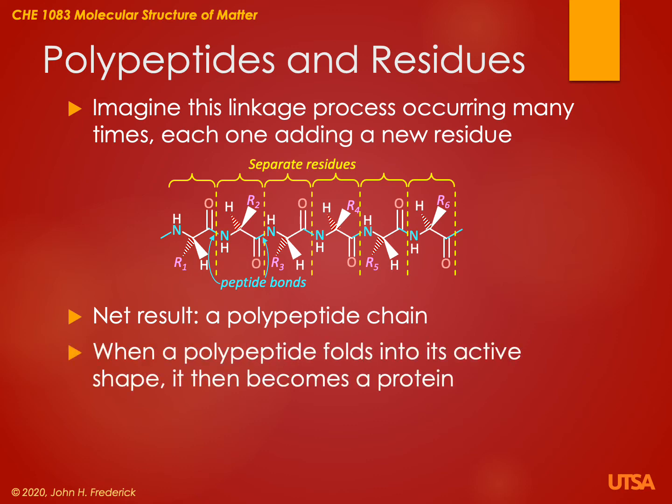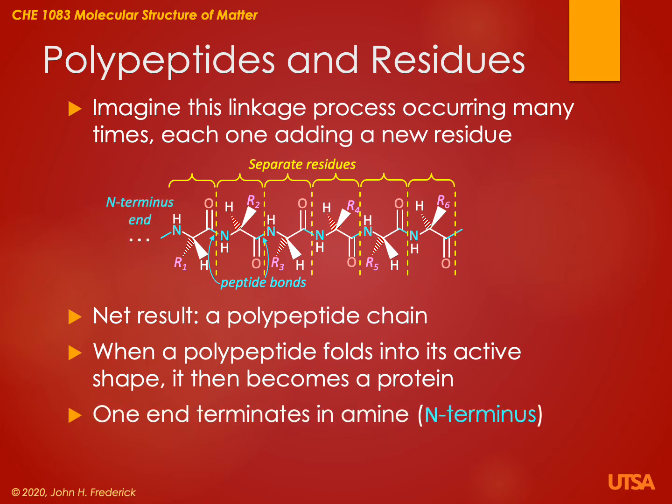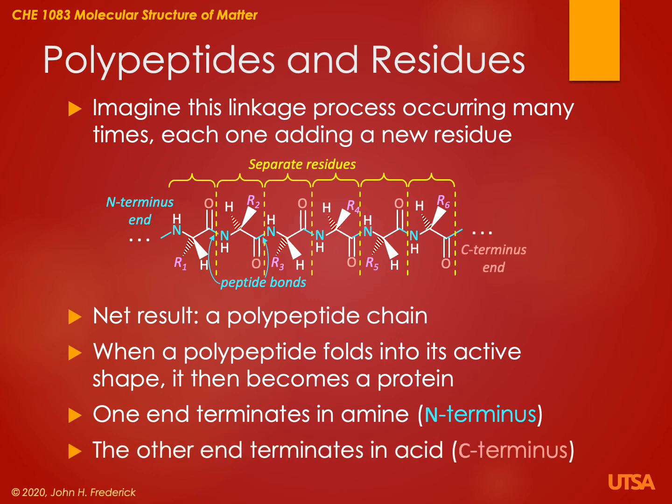All right, when it folds into its active shape, that's when this polypeptide chain actually becomes a protein. It's not really functioning as a protein until it is in its proper shape. Should also note that one end of this chain terminates in an amine group, that's the N-terminus. And one end terminates in the acid, and we call this the C-terminus. All right, so this is some of the language that we use in talking about these polypeptide chains.